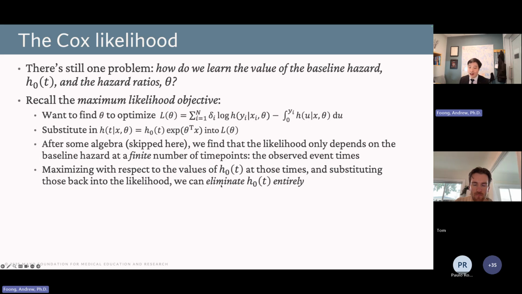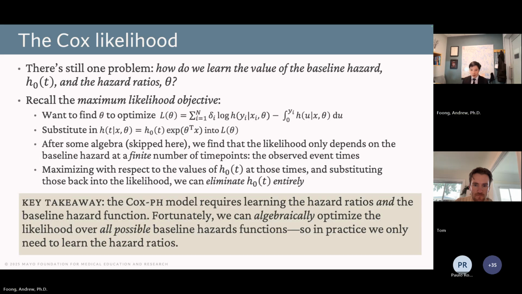And it turns out this allows us to algebraically, without using any computer software, eliminate the baseline hazard entirely from the likelihood expression, which dramatically simplifies the problem. So the key takeaway is that even though at first glance the Cox-PH model requires learning the hazard ratios and the baseline hazard function, fortunately we can algebraically optimize the likelihood over all possible baseline hazard functions and substitute that back into the objective. So in practice, we only need to learn the hazard ratios.